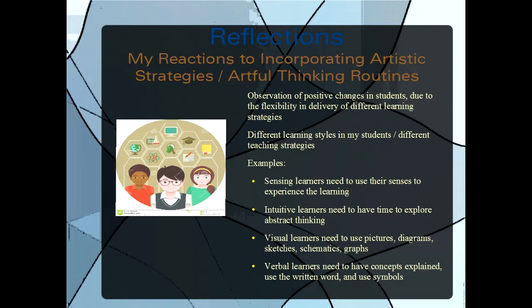Some examples might be that sensing learners need to use their senses to experience the learning, or intuitive learners need to have time to explore abstract thinking, or visual learners need to use pictures or diagrams, sketches, schematics, and graphs. Verbal learners need to have concepts explained or use the written word and use symbols. All students must have opportunities to learn, question, think critically, explore, and develop innovative and creative ways of thinking.